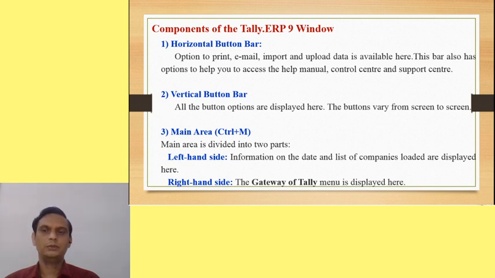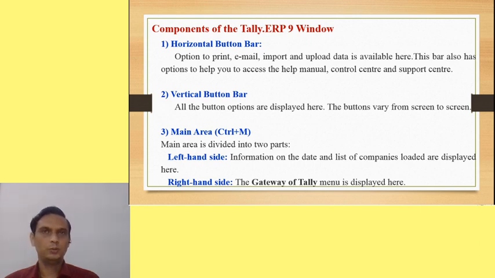In the vertical button bar, we have different buttons or options on the screen. They are displayed according to the screen or active window. It will change according to the active window. Then the third one is the main area. It can be accessed by Control plus M.